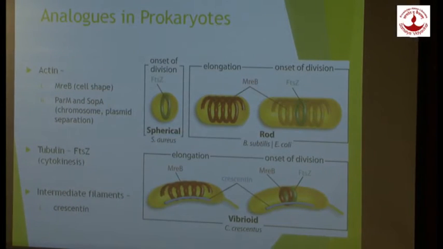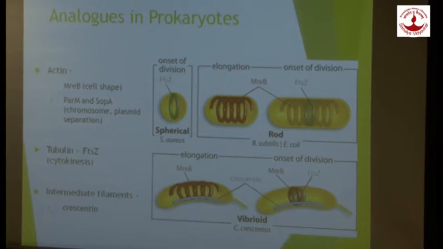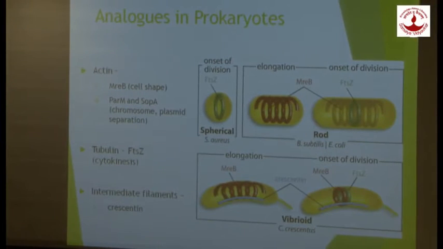Okay, so again this is very interesting because the functions are opposite, but structurally the protein is similar to tubulin. And intermediate filaments, one of the examples is crescentin. So in general you can say that these proteins evolved through evolution. Okay, they made polymers. Now over time cells found different uses in different contexts for these proteins.